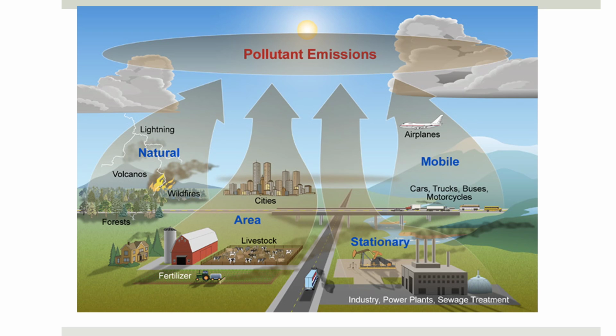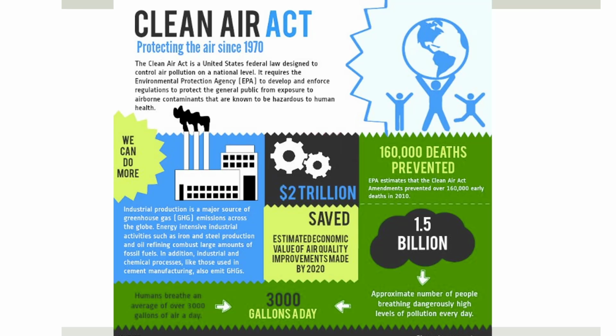Now when we look at different types of pollutants, we are looking at natural pollutants, pollutants coming from an area, pollutants coming from stationary spots, and then mobile pollutants. And you can get an idea from this image of all of the different sources that we can have. Natural, of course, would be wildfires, forests, volcanoes, and lightning. Areas would be cities or farms. Stationary could be power plants, sewer treatments, industrial areas, and then mobile would be transportation for the most part.